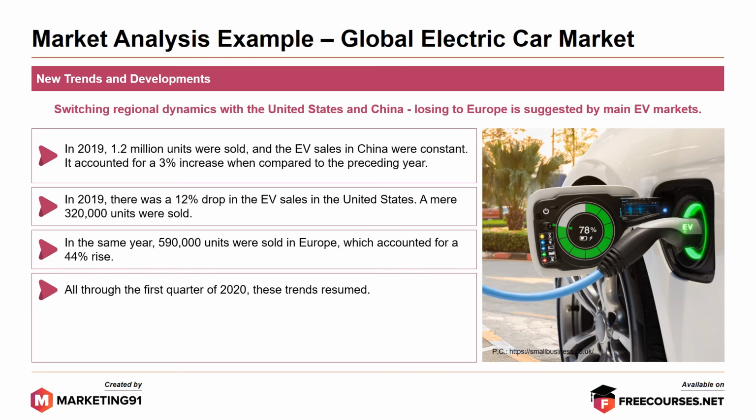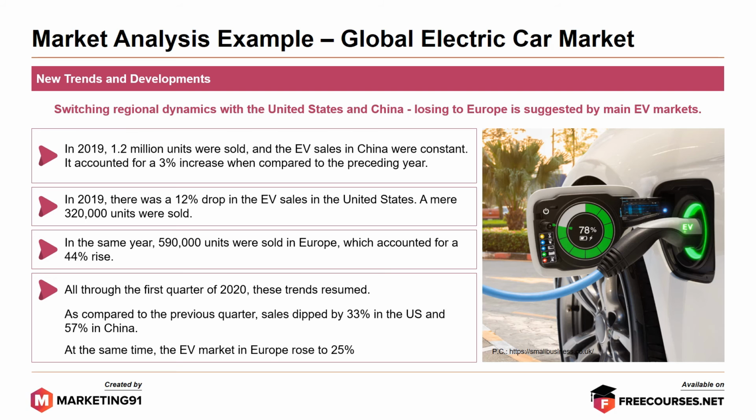All through the first quarter of 2020, these trends resumed. As compared to the previous quarter, sales dipped by 33% in the US and 57% in China. At the same time, the electric vehicle market in Europe rose to 25%.